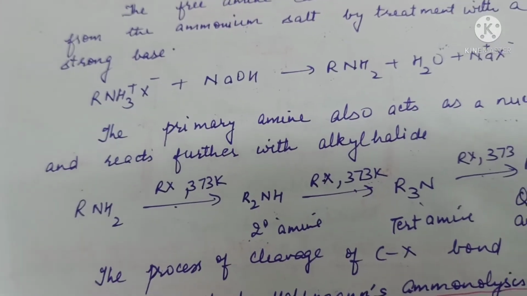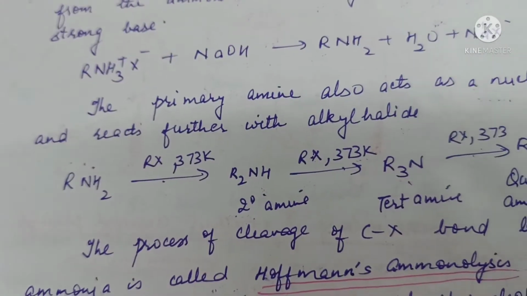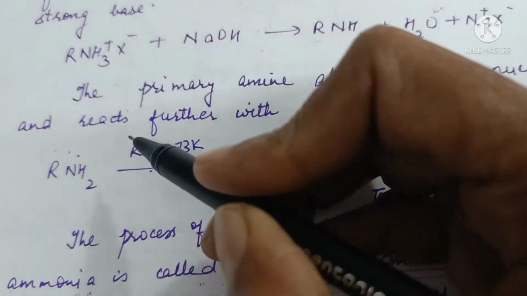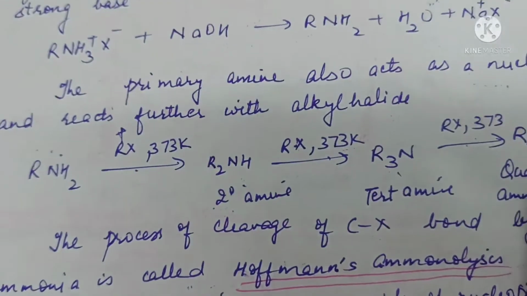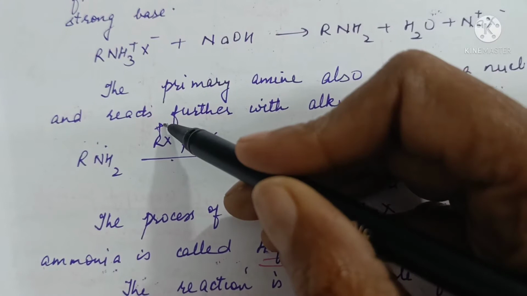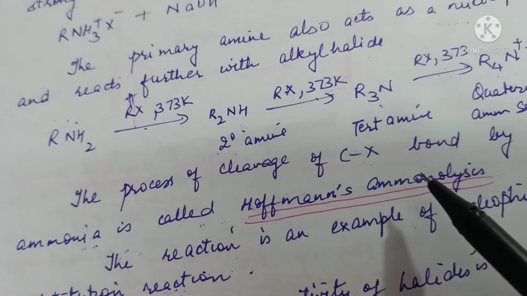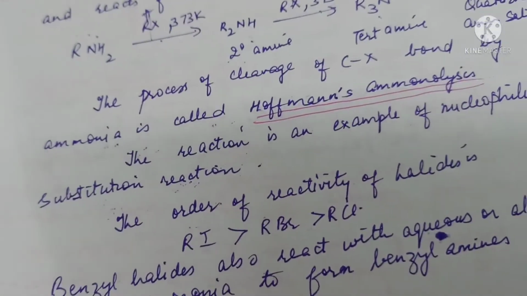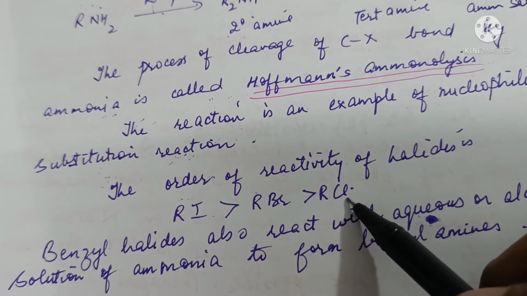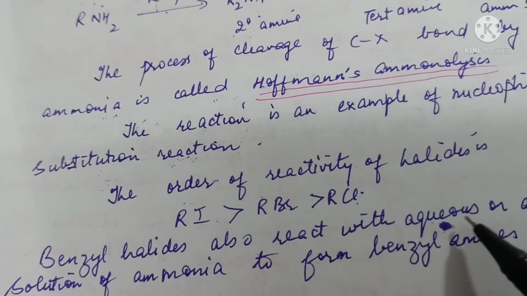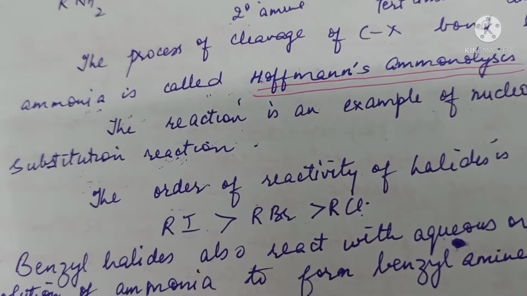So in all these reactions, the amine, because of the presence of lone pair of electrons, acts as a nucleophile and seeks a positive charge center which is present on the carbon of the alkyl group of the halide. The process of cleavage of carbon-halogen bond because of amines is called Hofmann ammonolysis reaction. The order of reactivity of halides: alkyl iodide is more reactive than bromide, which is more reactive than chloride. Benzyl halides also react with aqueous or alcoholic solution of ammonia to form benzyl amines.